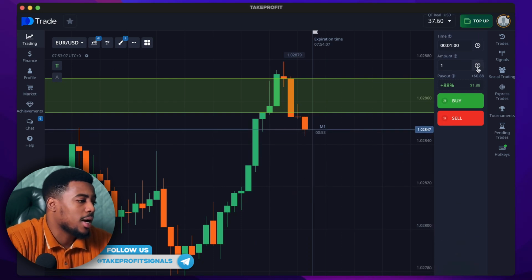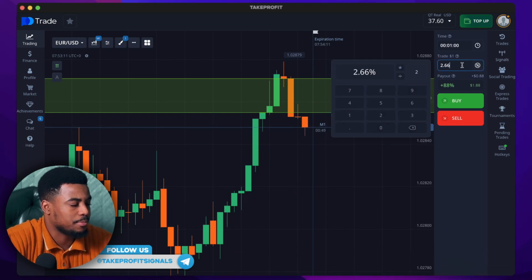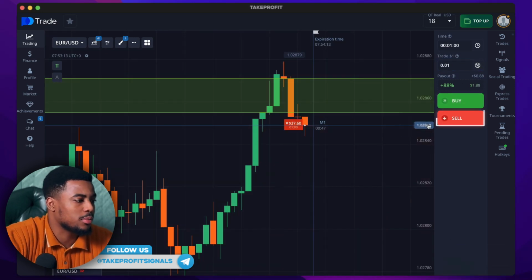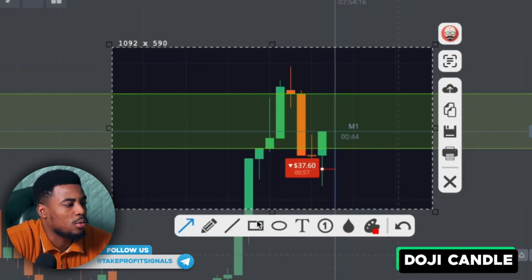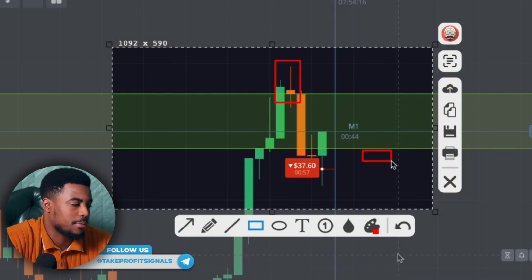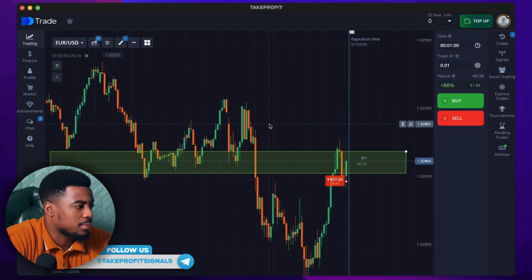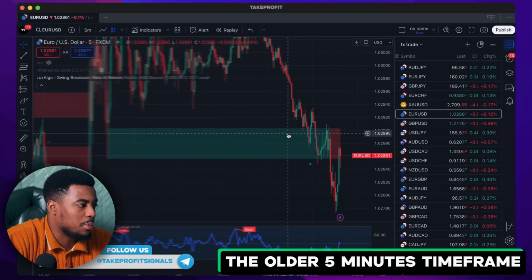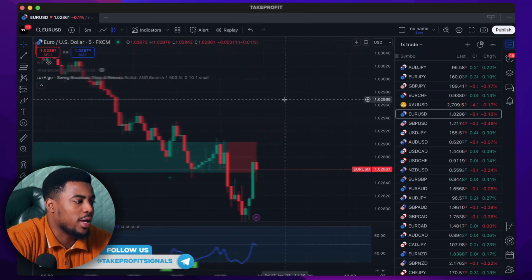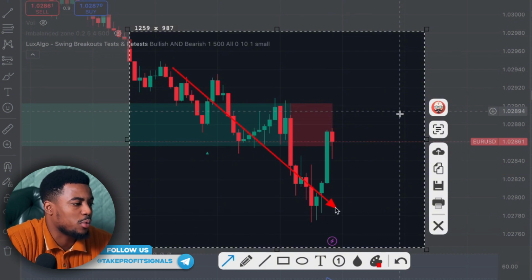Now, again, we put 100% of our balance and continue trading down, because here we have a reversal pattern. Here we have a doji candle which has a small body like this, and a big upward shadow. Well, it also has a small shadow like this on the bottom. As you can see on the older time frame, 5 minutes, the picture looks like this. You and I have broken some very important level, and now we have returned to this level to retest it.